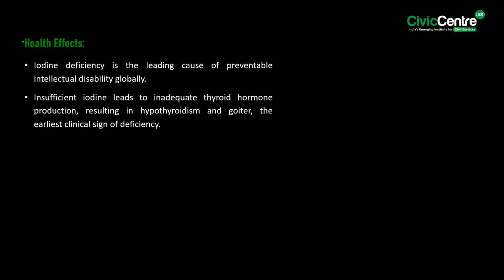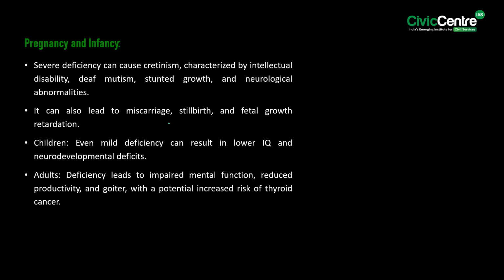See, firstly, talking about the health effects, iodine deficiency is the leading cause of preventable intellectual disability globally. Also, insufficient iodine leads to inadequate thyroid hormone production, resulting in hypothyroidism and goiter, the earliest clinical sign of deficiency. Then, in the context of pregnancy and infancy, severe deficiency can cause cretinism characterized by intellectual disability, deaf mutism, stunted growth, and neurological abnormalities.